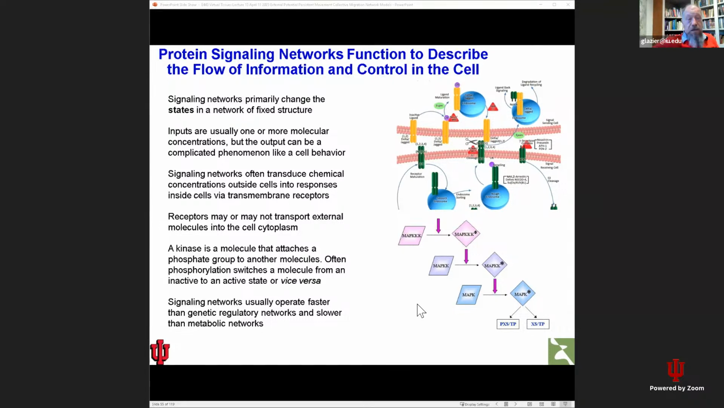And so you'll see this kind of cascade happen multiple ways. Sometimes you need multiple phosphorylations of the same molecule to activate it. Sometimes phosphorylation will turn a molecule off and make it inactive. There are a whole variety of these kinds of behavior.